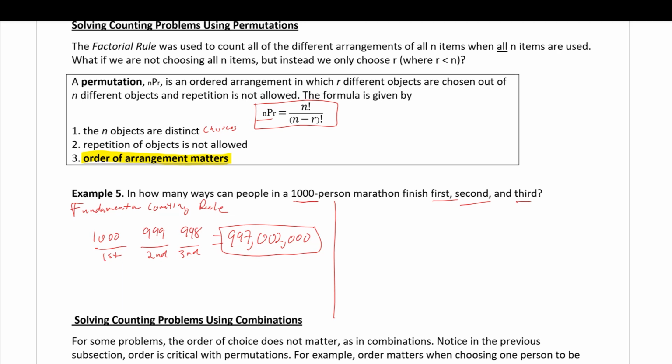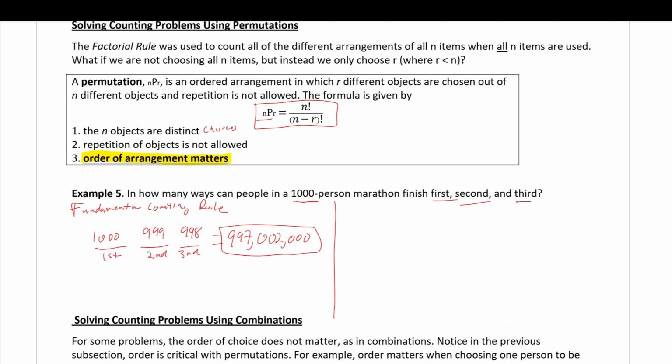And why does order matter? Well, because if you have, let's say, Bob, Mary, and Sally, that would be a different permutation than Sally, Bob, and Mary, right? Because they're in different places. They're just different permutations, different arrangements.